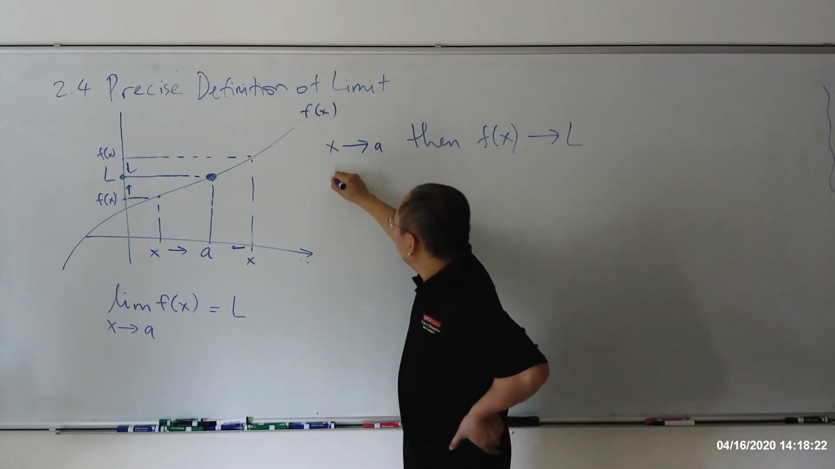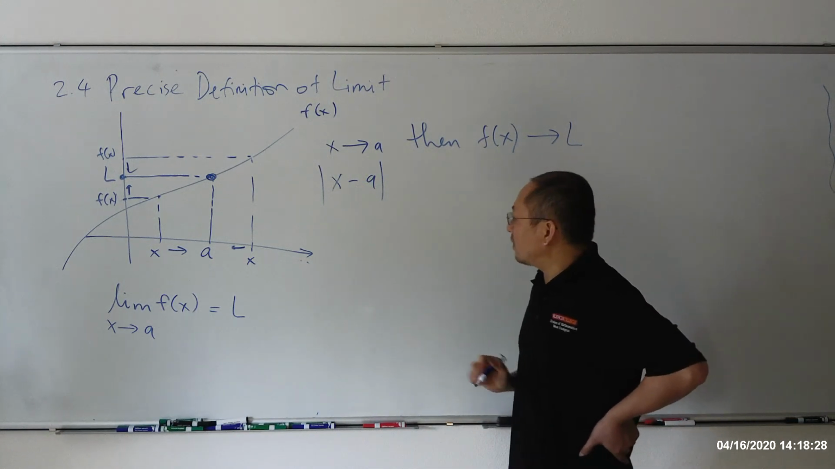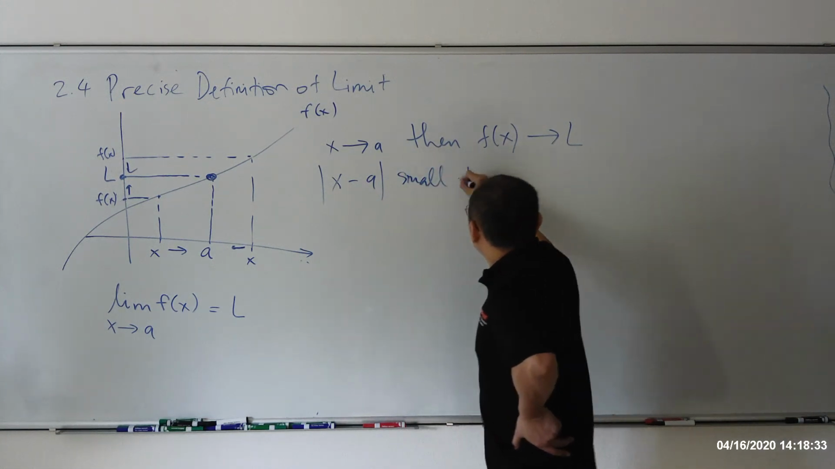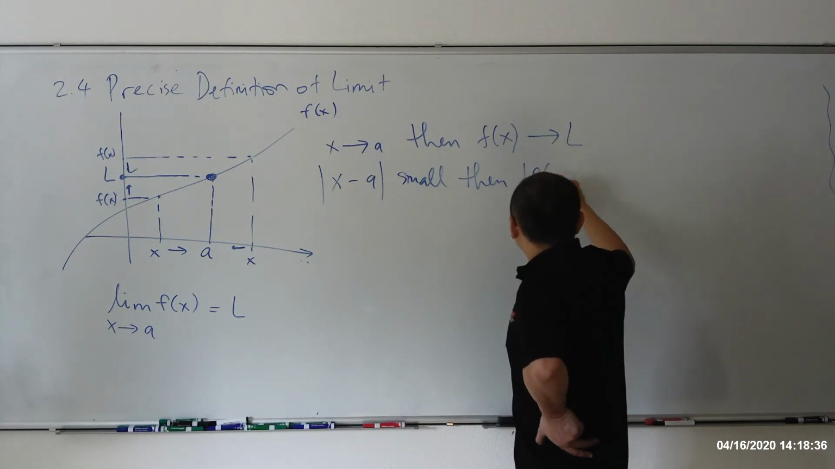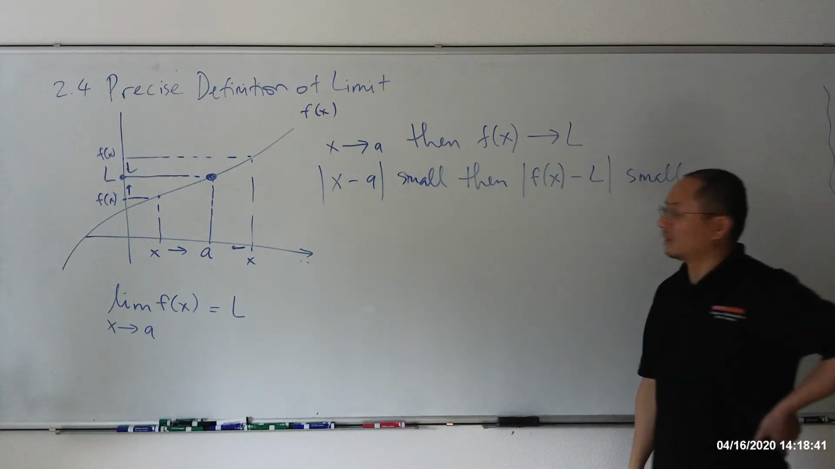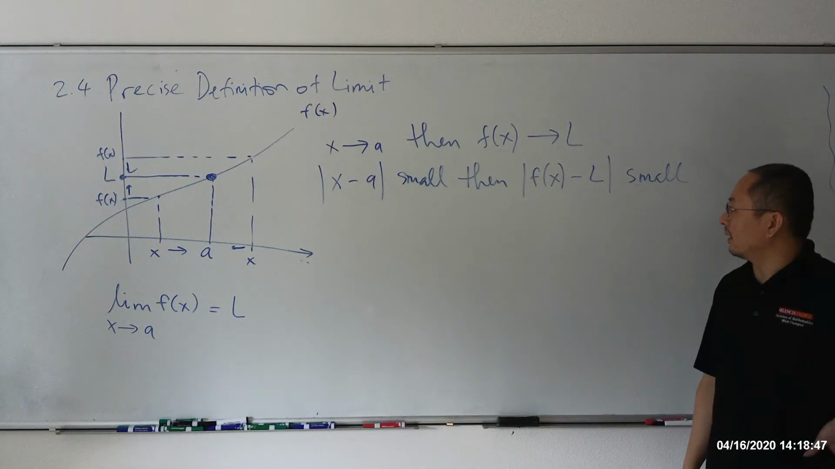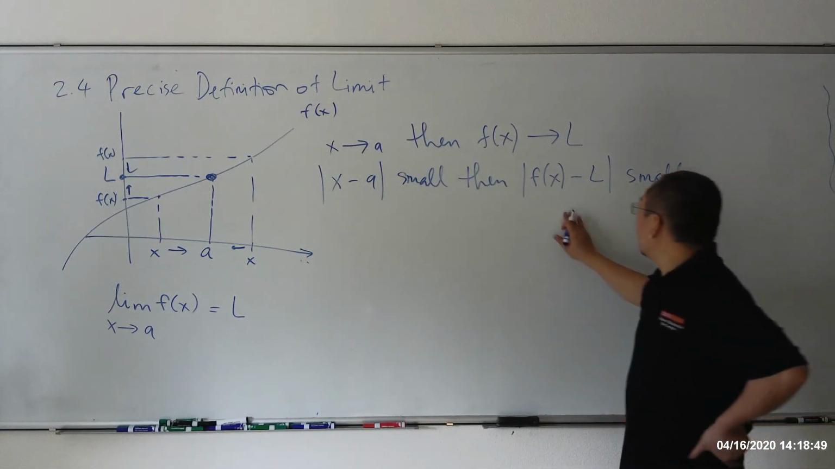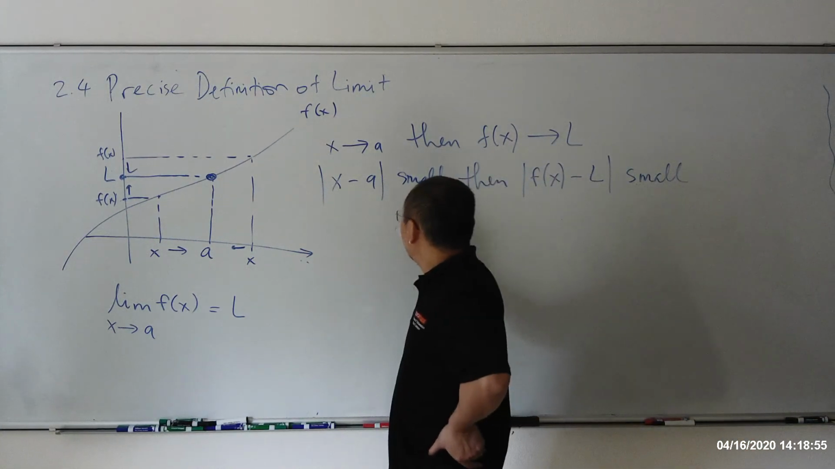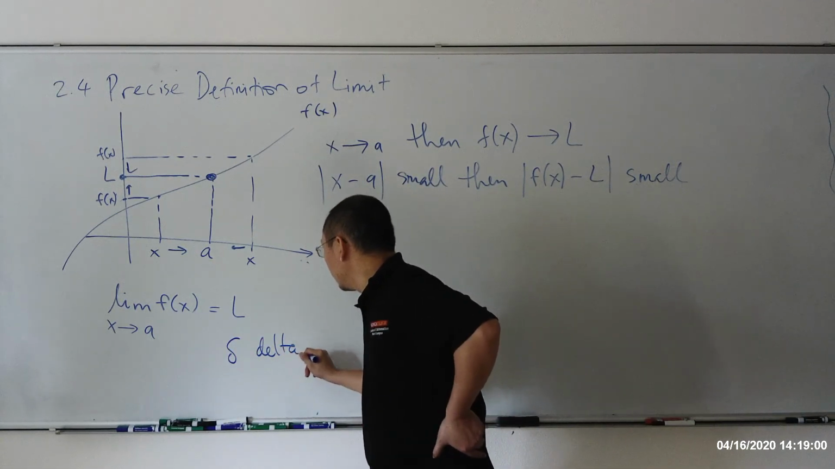What do we mean by x getting close to A? It means that the distance from x to A, let me write distance this way, |x − a|, is small, then the distance from f of x to L is also small. X close to A, then f of x close to L. So small, then this one is small as well. And instead of writing small, we denote that small value by delta. So we write this way.